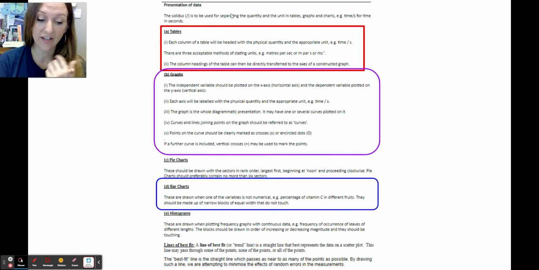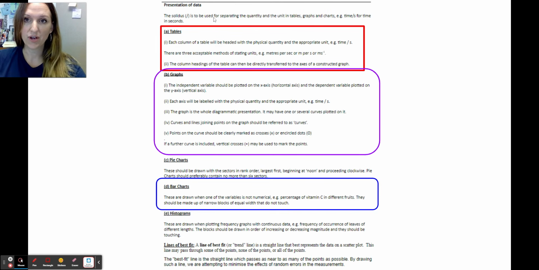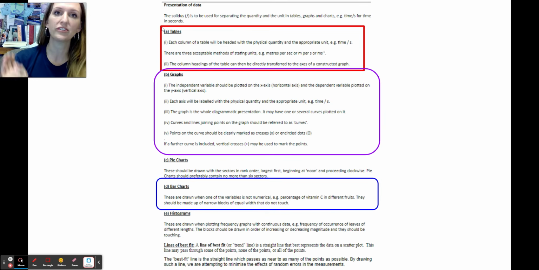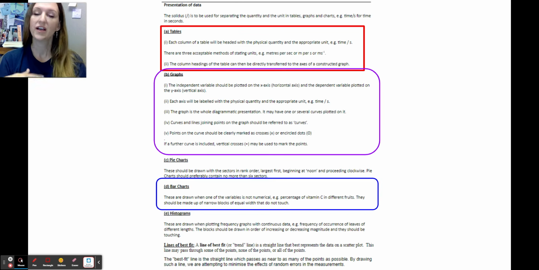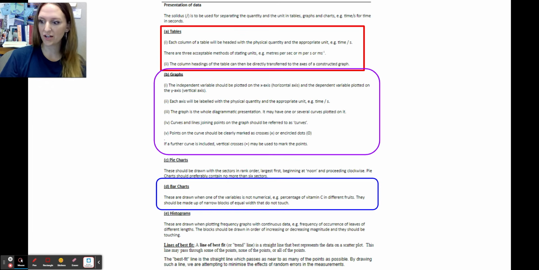Okay, so we went over this at the beginning of the semester. When you are showing your data or any kind of units, you're going to say the quantity, or whatever you're measuring, and then the unit that it's measured in. So like time, you put a slash, and then seconds, or time slash year.